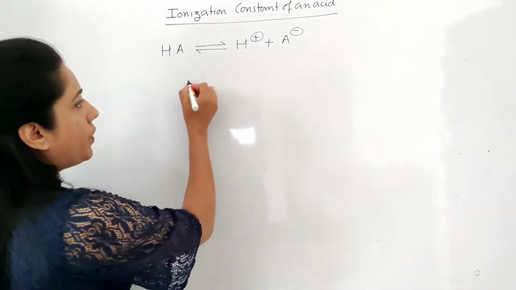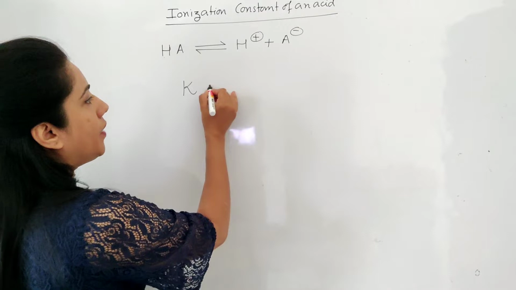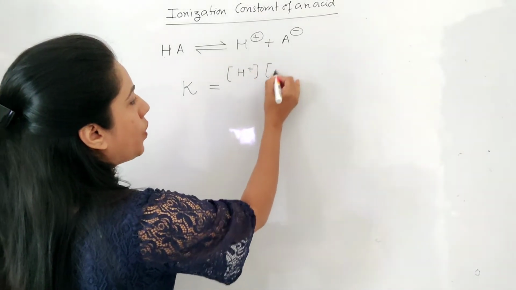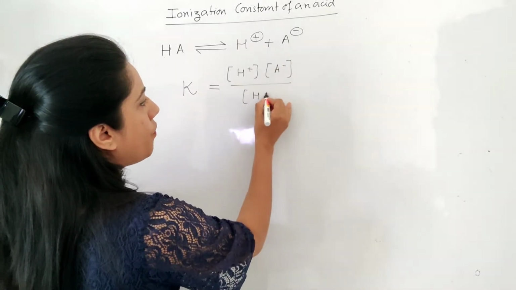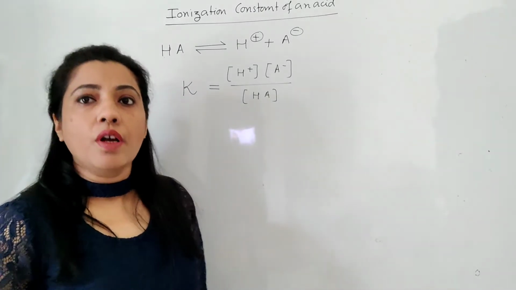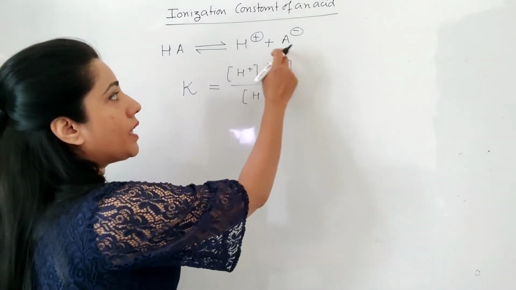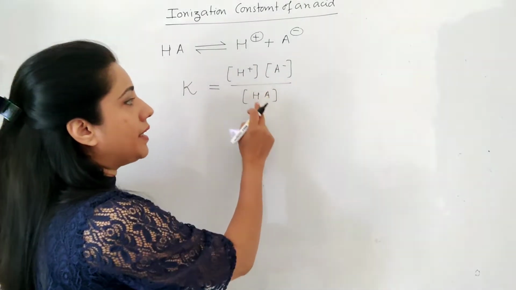Now, if you try to write down the equilibrium constant for this reversible reaction, it will be K is equal to concentration of H plus into concentration of A minus divided by concentration of HA. This is the definition of an equilibrium constant. For any reversible reaction, the equilibrium constant is the product of the concentration of the products divided by the concentration of the reactant.